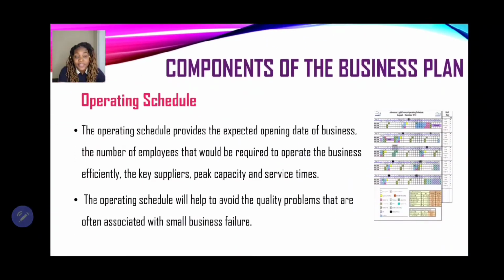Good. Next component is the operating schedule. Now, the operating schedule provides the expected operating date of business, the number of employees that would be required to operate the business efficiently, the key suppliers, the peak capacity, and also service times. The operating schedule will help to avoid the quality problems that are often associated with small business failure, right?